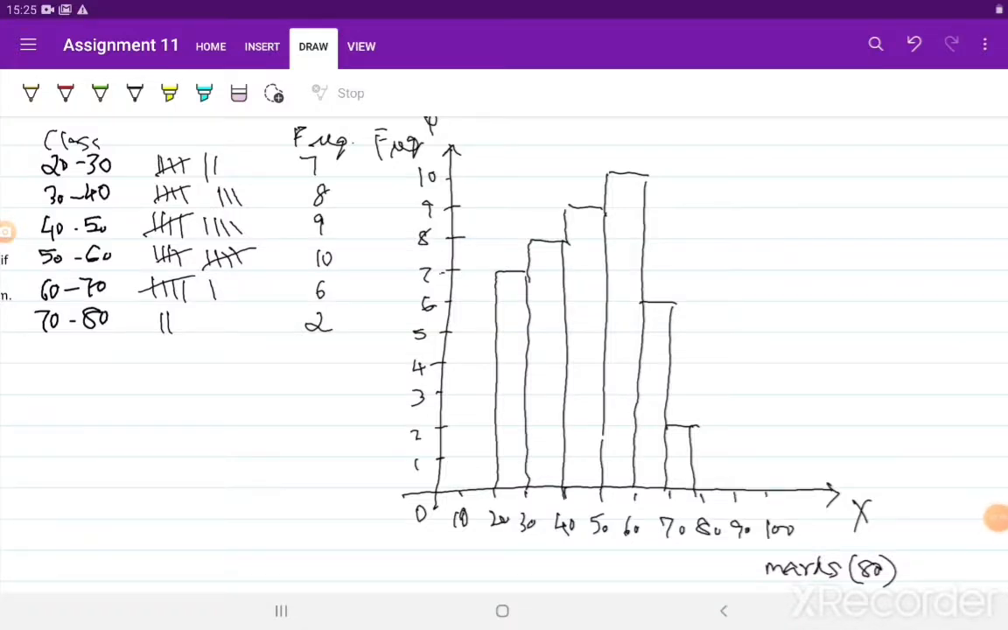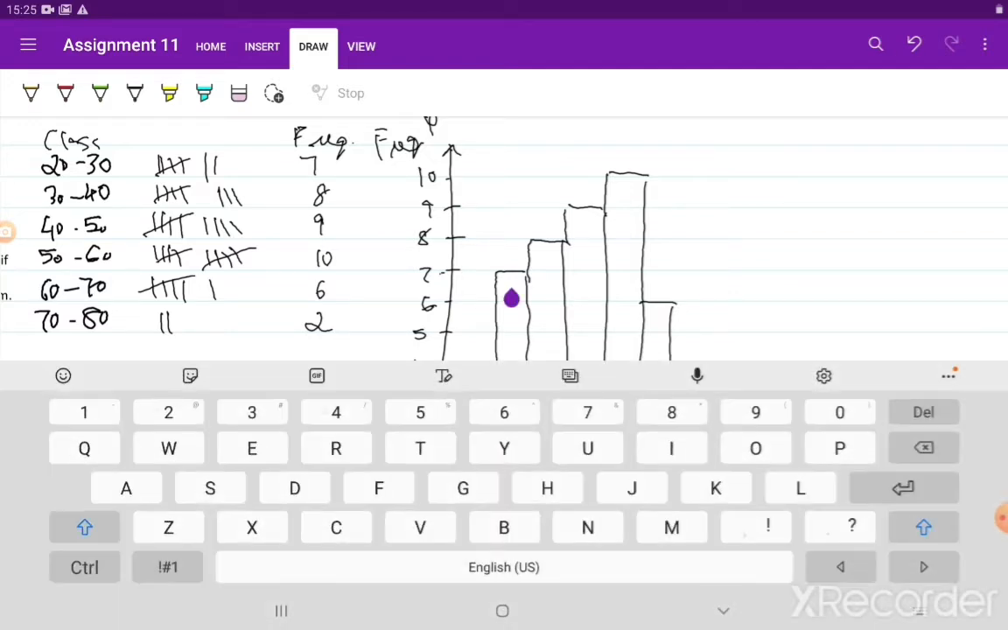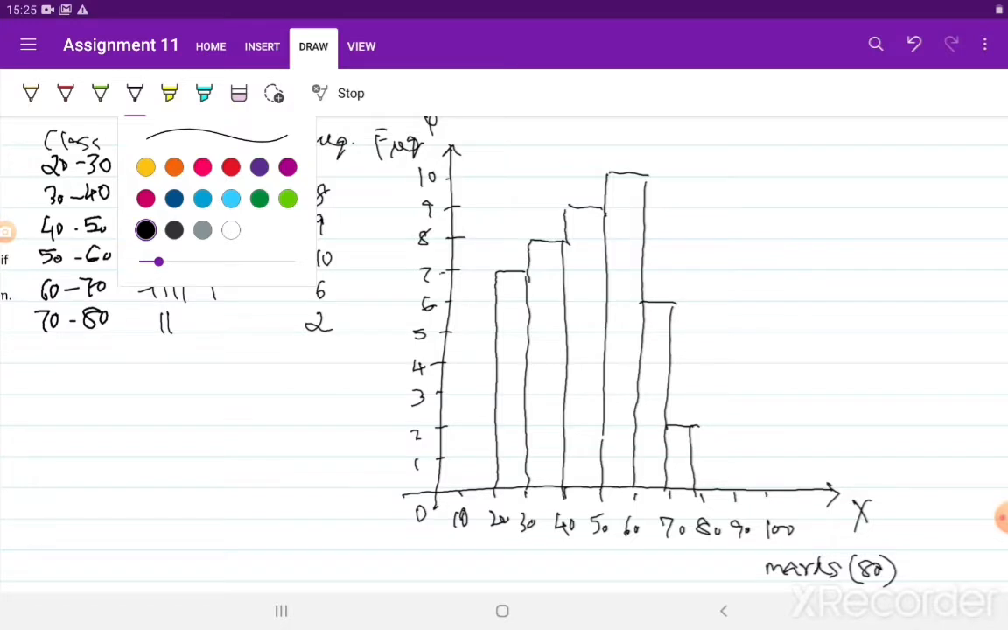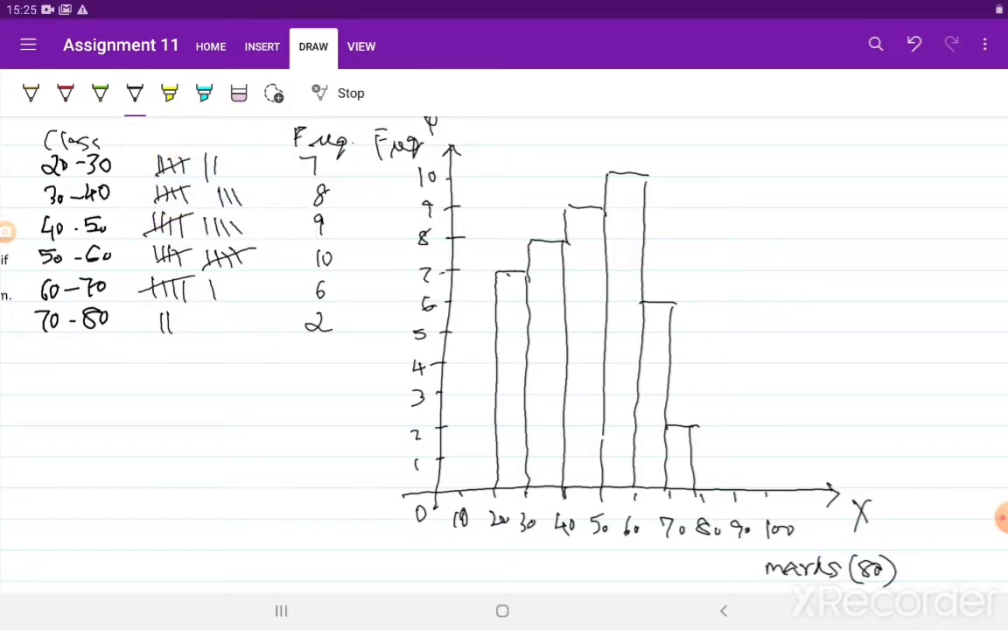The next question asks you to plot the frequency polygon. Remember, the frequency polygon is plotted by connecting the midpoints of, okay, let me just take another color. So that's the midpoints of each bar of the histogram, right?